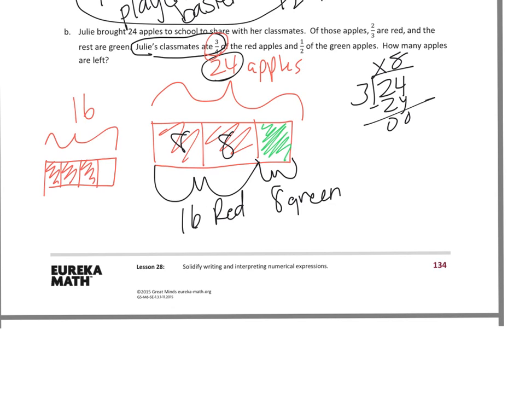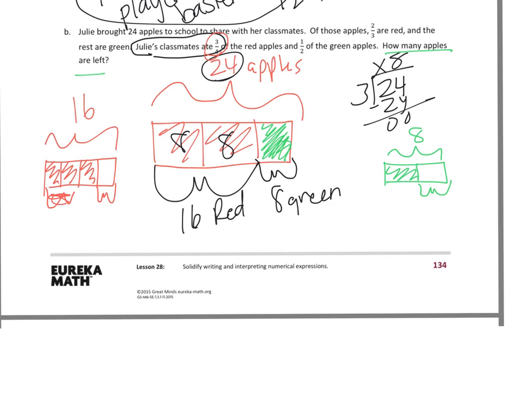So I need to figure out how many are left for that. And for the green, I know that there were 8 because it's right here in my tape, and they ate half. So I need to figure out what's left because that's my question. How many apples are left?